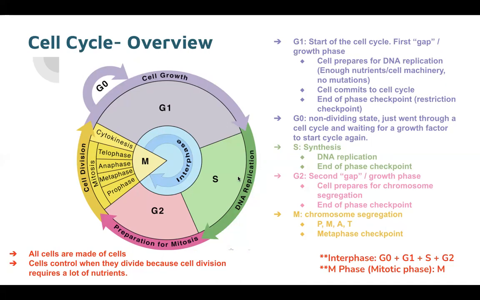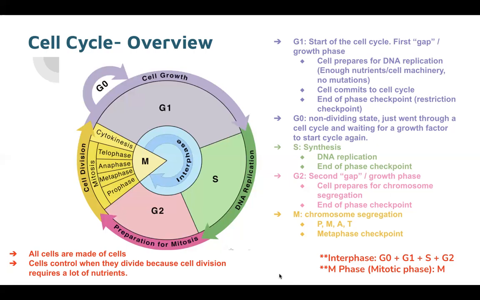S phase is defined as when we start DNA replication. And in S phase, we also have an end of phase checkpoint, which you'll learn about next week. After S phase, we'll go into our G2 phase, which is our second gap or growth phase, right? In G2, the cell prepares for chromosome segregation, and we also have an end of phase checkpoint. And then finally, after G2, our last phase, M phase. M phase is where the chromosomes are actually going to segregate from each other, and we're going to go through PMAT: prophase, metaphase, anaphase, and telophase. We also are going to learn about an important checkpoint next week called the metaphase checkpoint.